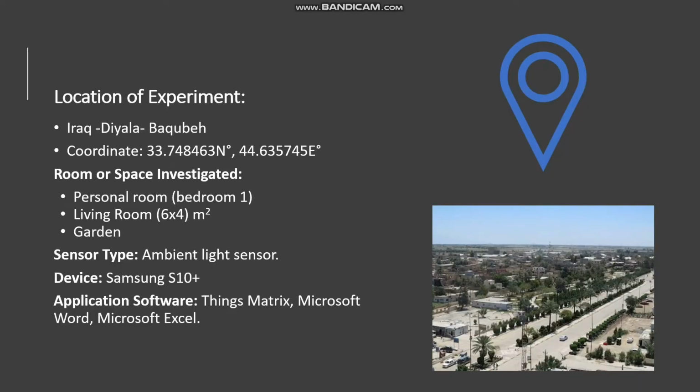In this slide, we are showing the location of the experiment, which is in Iraq, Diyala, Ba'quba. The coordinates are mentioned, along with the room and the space investigated, the size of the room, and the type of the room, which is the living room. Also the garden, the sensor type, and the device used, which is a Samsung S10 Plus, and the software used is Things Central, Microsoft Word, and Excel.